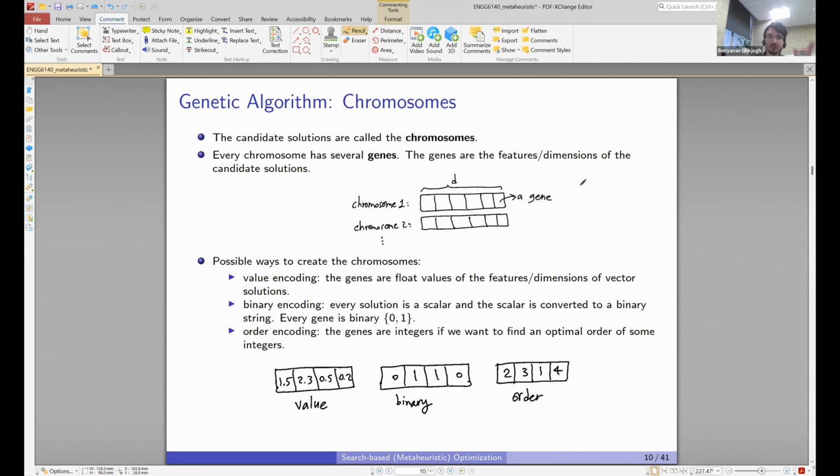Before explaining this, let me tell you the idea behind metaheuristic optimization. In metaheuristic optimization, most of them, we usually have some solutions.